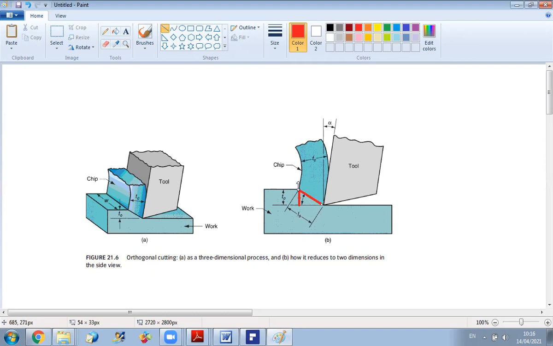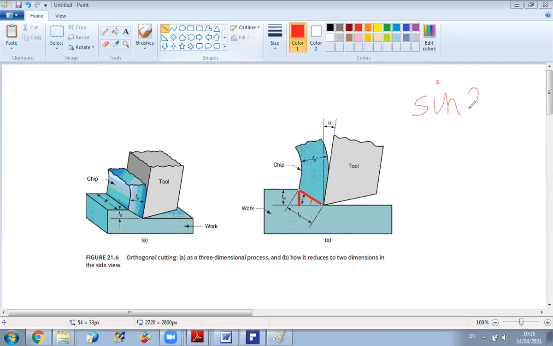As you can see, T0 over Ls corresponds to what? This angle is phi. So the first equation we can write is that sine of angle phi is equal to T0 over Ls, the shear length. So we can replace in the ratio T0 by the shear length times sine phi.